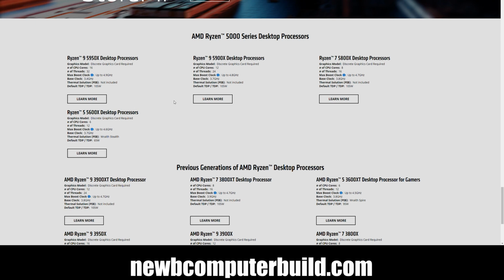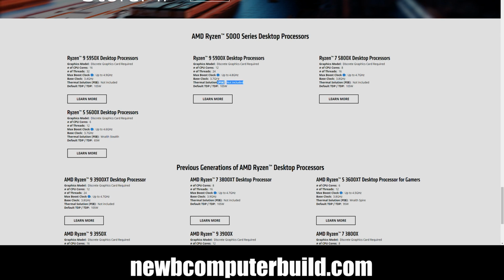Benchmarks aren't out yet, but do expect to see these released on November 5th. They are projected to be 20 to 50% faster than the Ryzen 3000 series, which is insane, 20 to 50%. And they kind of replace the current ones that are on the market. So we can see here we have the Wraith Stealth cooler included, the 5600X, which I think is going to come out at $299. And then the 5800X will be at $449. But these do not have thermal solutions.